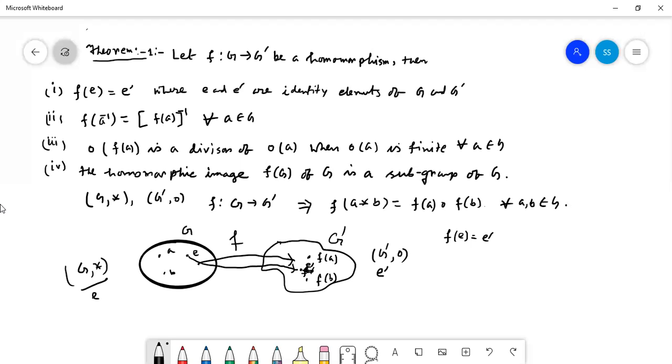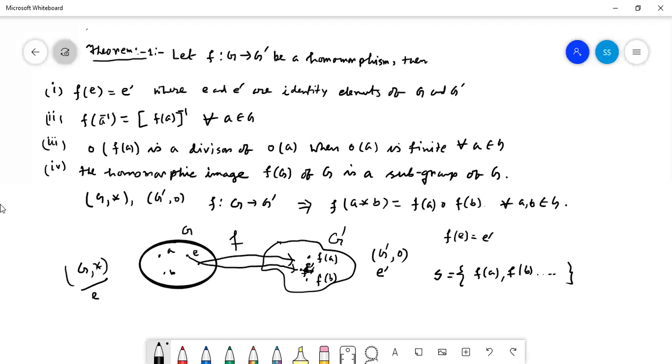If it is finite, otherwise it is not. The homomorphic image f of G is a subgroup of G'. If we take the homomorphic image, that means all the homomorphic images, if we take S as the homomorphic image, then all the points f of A, f of B, and so on, that is also a subgroup of G', right? This S is a subgroup of G'.